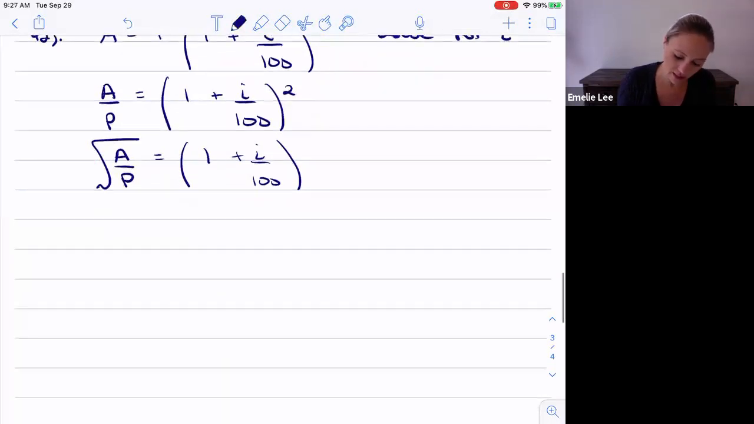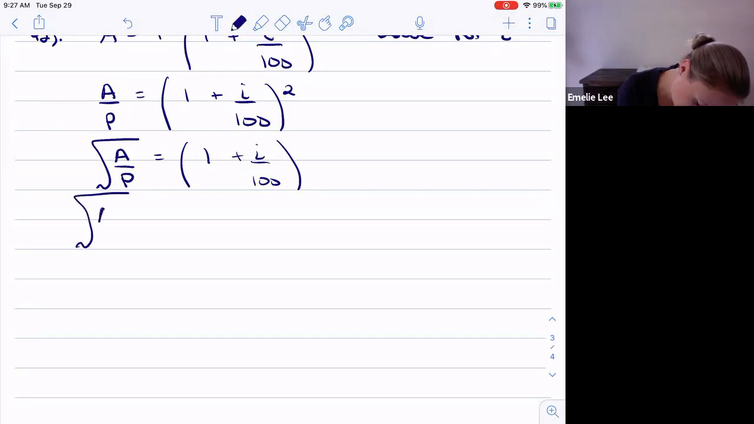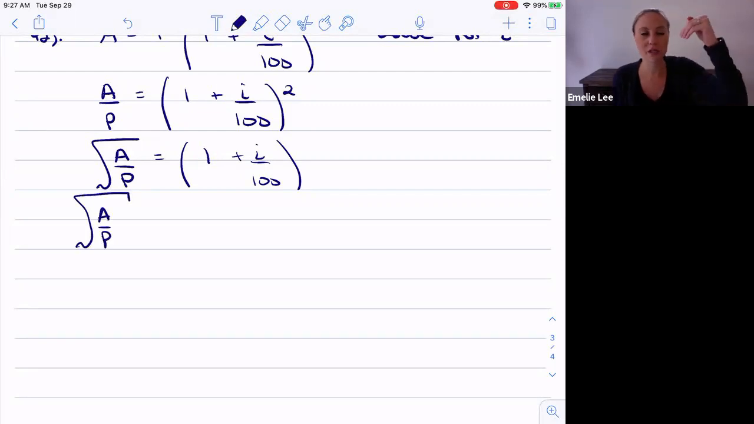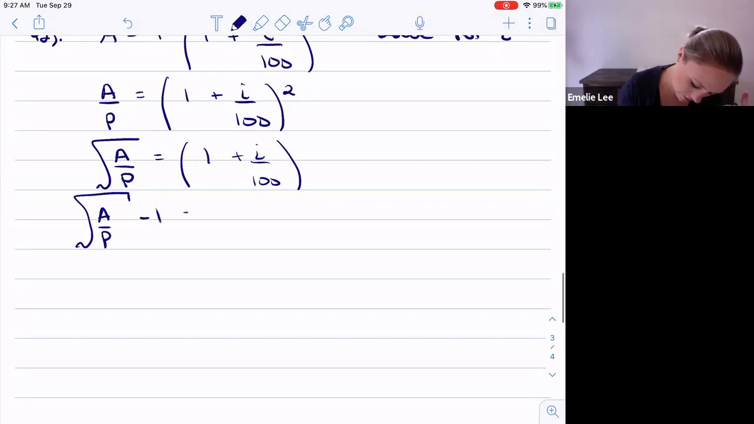And so the next thing I can do, or should do, is move this 1 over to the left-hand side. So I've got a positive 1, so I need to subtract 1 from both sides to move it over to the left-hand side. So I've got the square root of A over P, and then the square root ends there. So just to highlight that, I'm going to put a little lip on it. Minus 1 is I over 100.